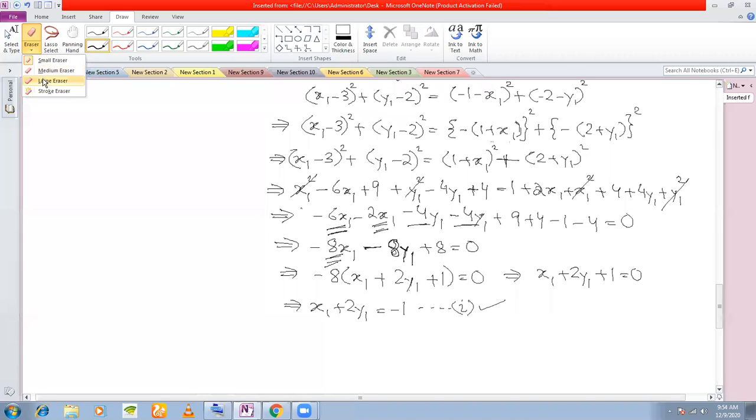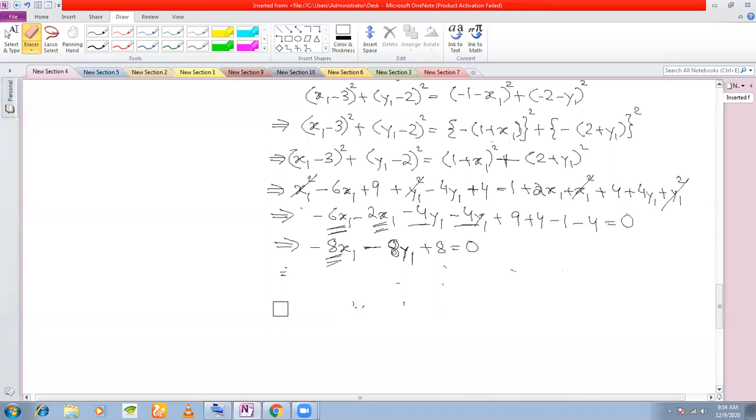So from here, I'll just change this a little bit. You can take minus 8 common. You get x1 plus y1 minus 1 equal to 0. That means you are getting x1 plus y1 is equal to 1. Call this our first equation. This is the correct equation that we are getting.